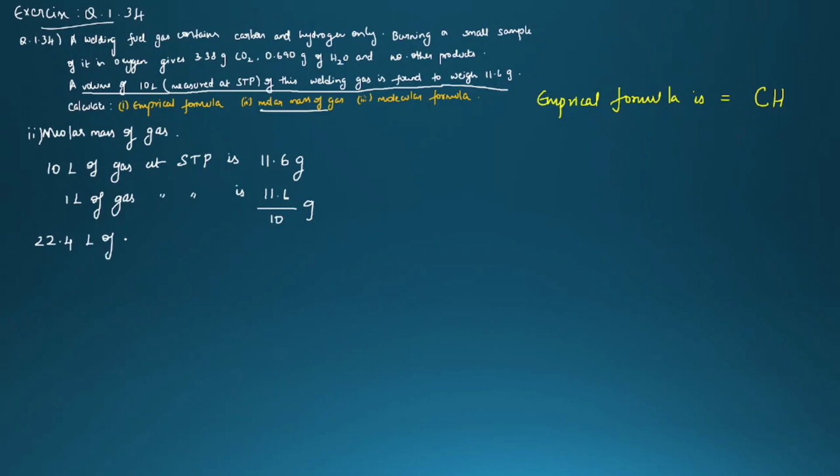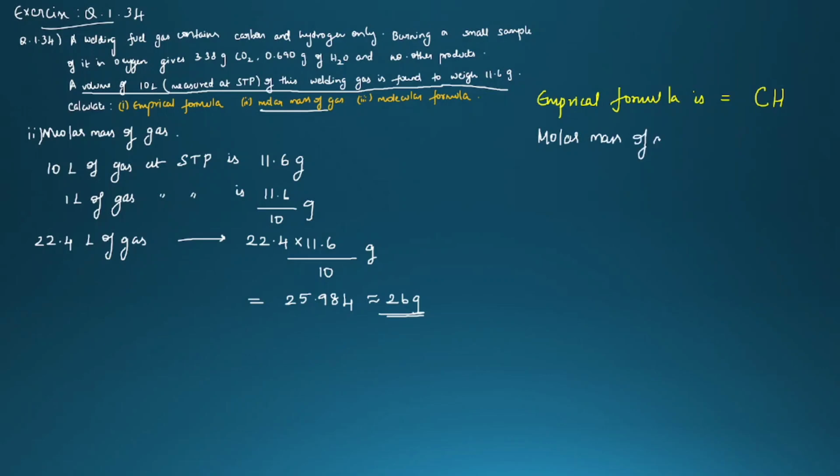So 22.4 liters of gas will be 22.4 into 11.6 by 10. Why 22.4? Because 22.4 liters of gas is nothing but 1 mole of the gas. So we'll calculate 22.4 into 11.6 by 10. The value comes out to be 25.984, which is almost equal to 26 grams. So the molar mass of the gas is calculated to be 26 grams.